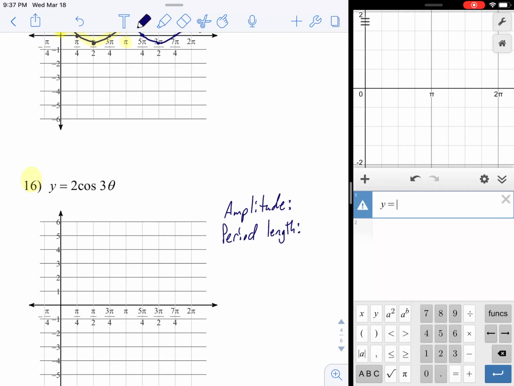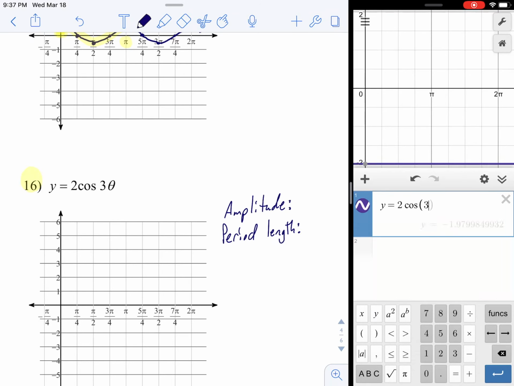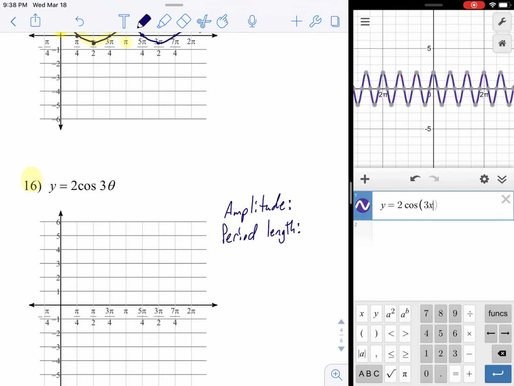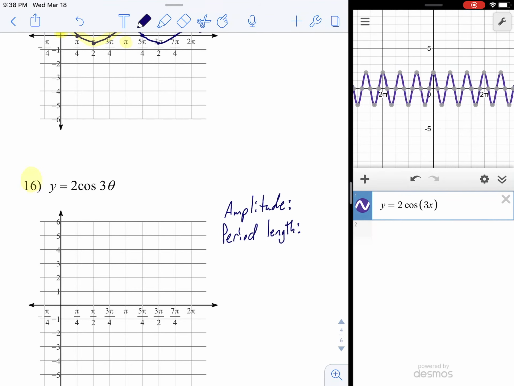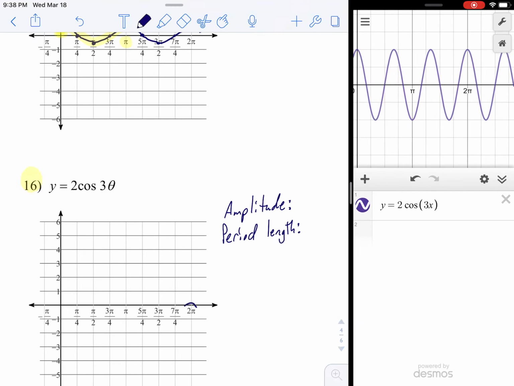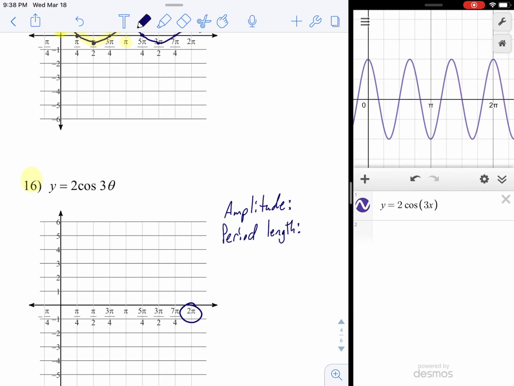Y equals 2 cosine 3x. Wow, that's a crazy graph. Let me hit the home button. Okay, I don't like that. I want to go from basically 0 to, where does this end? 2 pi. So my graph, that's a fairly decent window to look at.